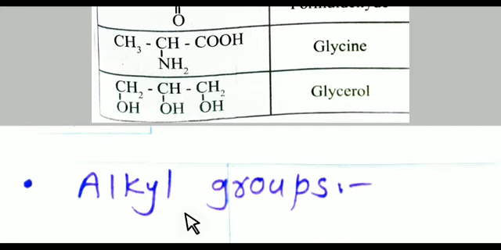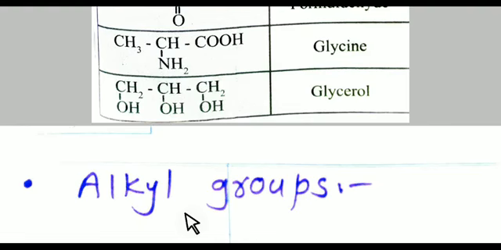Next is the alkyl group. Actually, what is an alkyl group? Whenever one hydrogen is removed from an alkane, one hydrogen is removed from the alkane family, this family is changed into an alkyl family.